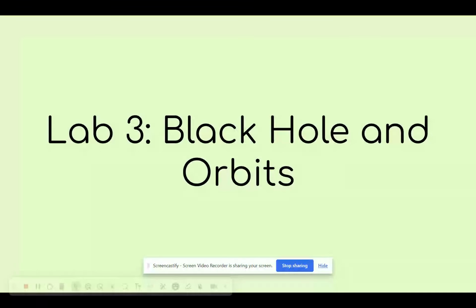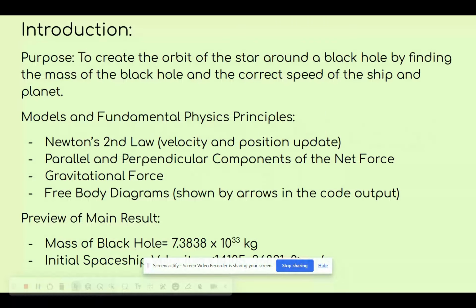Hi, this is Physics 2211, Lab 3, Black Hole and Orbits. Introduction. The purpose of this lab is to create the orbit of the star around a black hole by finding the mass of the black hole, and then to find the correct speed of a ship and planet.